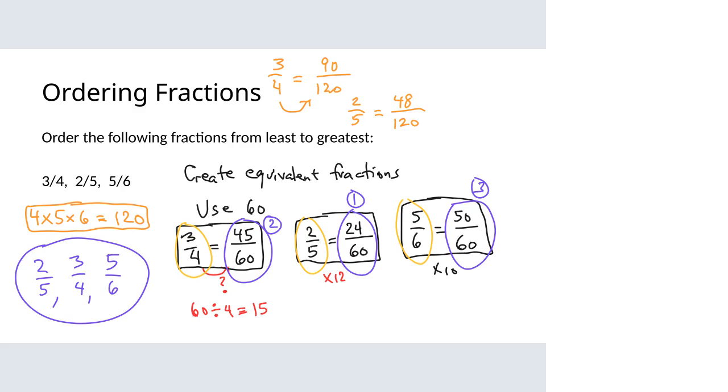And then finally, we have to do the same thing with 5/6. 6 times something is 120. Divide it, that's 20. So 20 times 5 is 100.